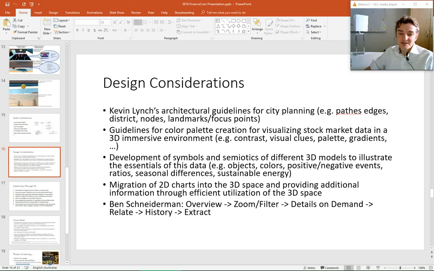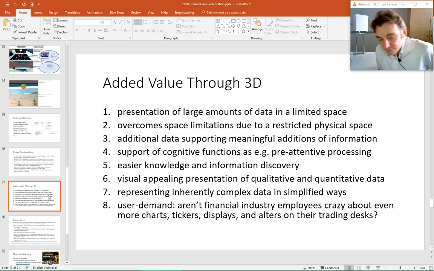We migrated also 2D charts into a 3D environment and developed some design guidelines around this, especially how to provide additional information inside this chart, because we have simply more space. We have a larger virtual reality space. We also included Ben Shneiderman's overview, zoom, filter, details on demand, relate, history, extract design guidelines. And what we found out is that we can present in 3D, for example, when you look through the charts, within a simple chart, a larger amount of information within a more limited space.